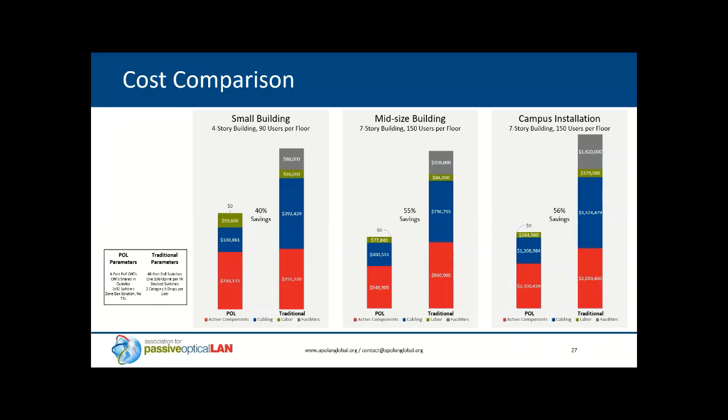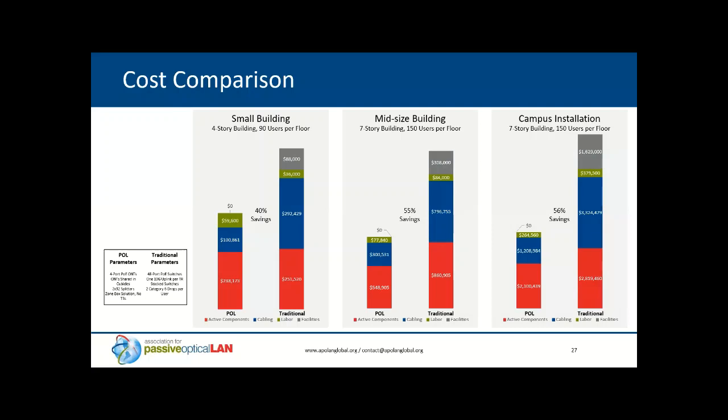So this is what we often see in various sizes of installations, from a small building up to a campus installation, looking at the various components that make up the costs of those. And just as a comparison, we've got our passive optical LAN parameters: 4-port PoE ONTs in a cubicle environment where we're sharing them, 2x32 splitters, and we're using zone boxes, versus the traditional network where we're using 48-port PoE switches with a 10 gig uplink. You can see the various components that make up those costs.